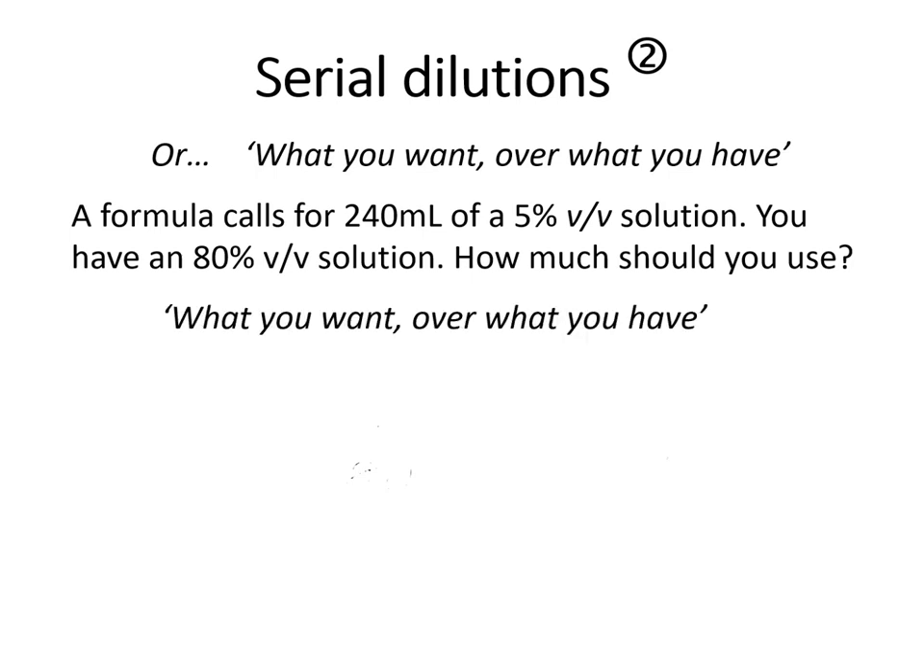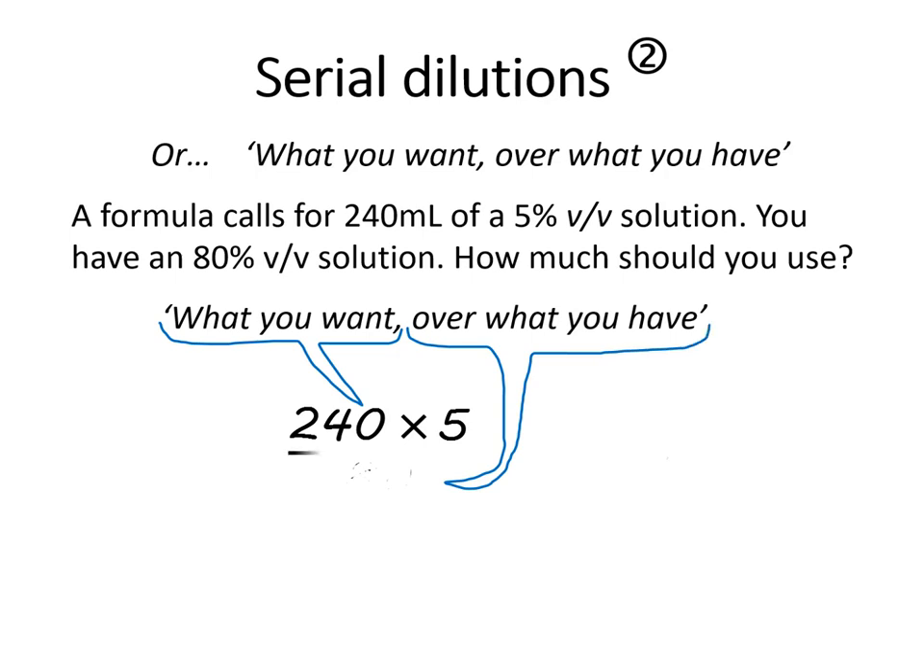Using what you want over what you have allows us to jump to the final stage of the preceding example. Hence, what you want, 240 milliliters of a 5% solution, over what we have, an 80% solution. We can now solve this to give us a final answer of 15 milliliters.